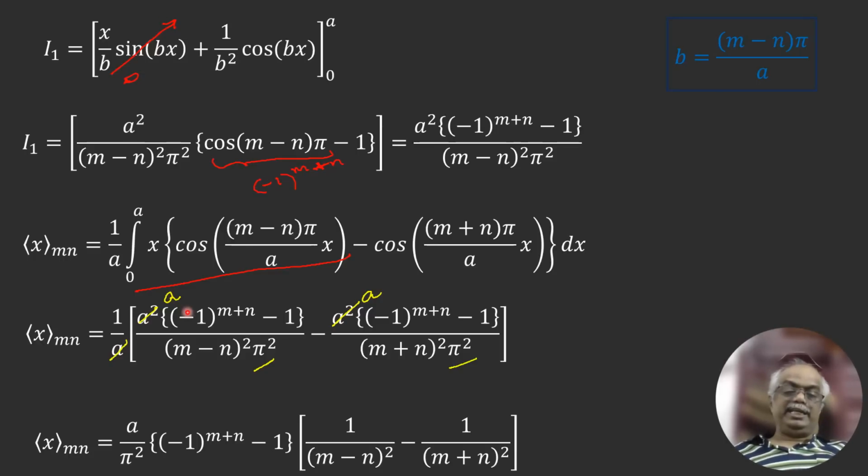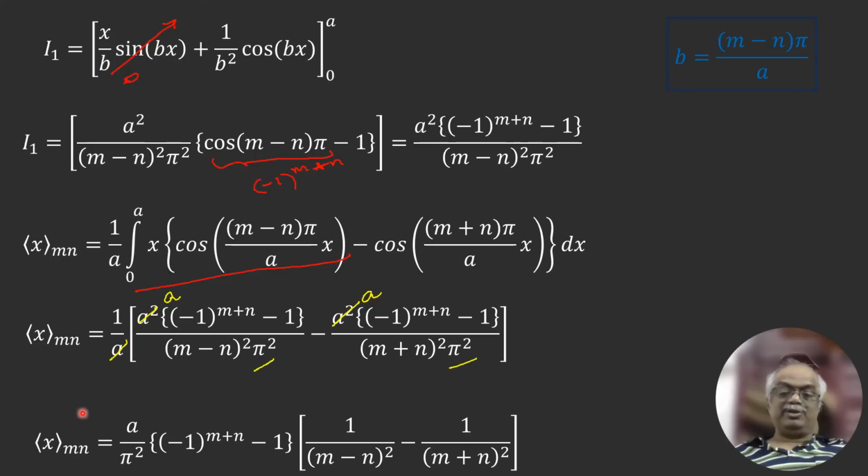So you can take a pi squared, here also a pi squared as common, and this also common, minus 1 power m plus n minus 1. So minus 1 power m plus n minus 1 also I have taken out. So here the only difference is the first term contains 1 over m minus n whole square and the second term m plus n whole square. So this will reduce to this.